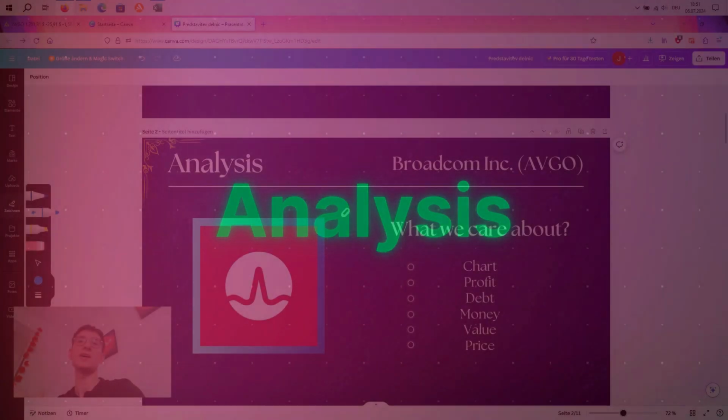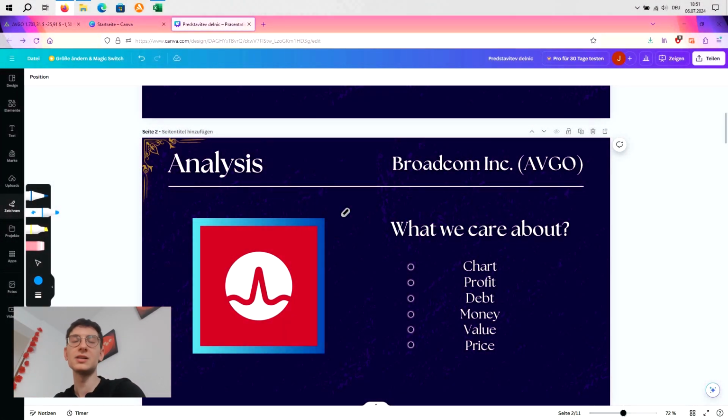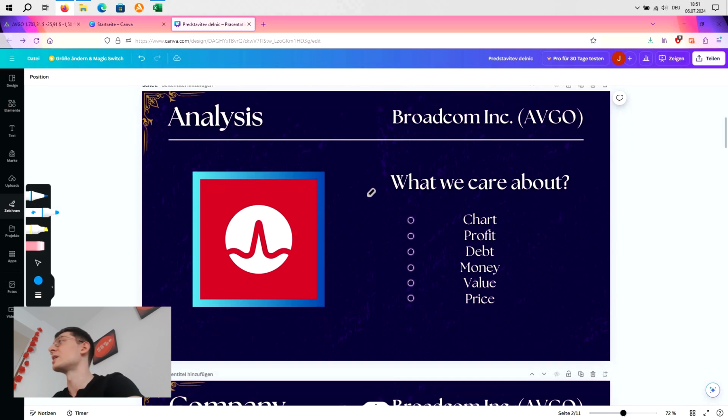This is going to be very simple, straightforward, beginner friendly. I don't want to waste your time whatsoever. So let's begin, okay? First of all, generally, you should care about the following 6 things when you are a beginner investor. You should care about chart, profit, debt, money on the bank account, value, and price.